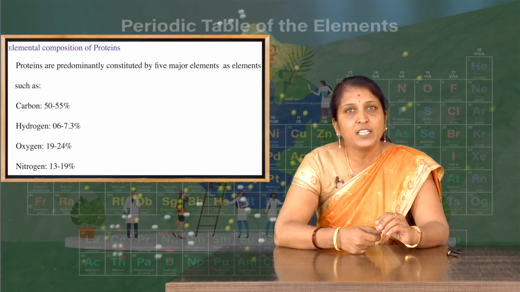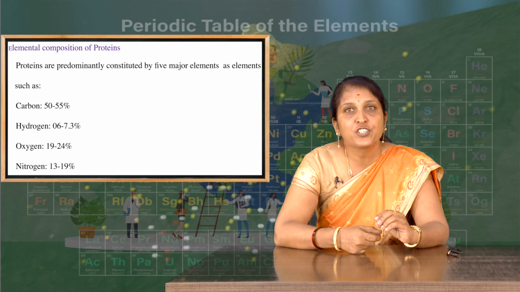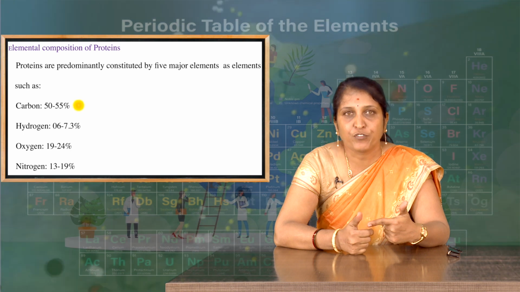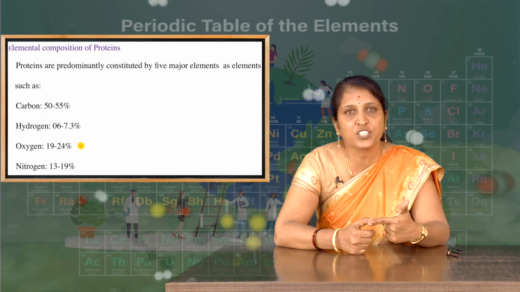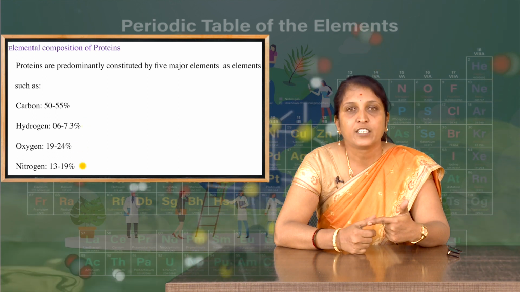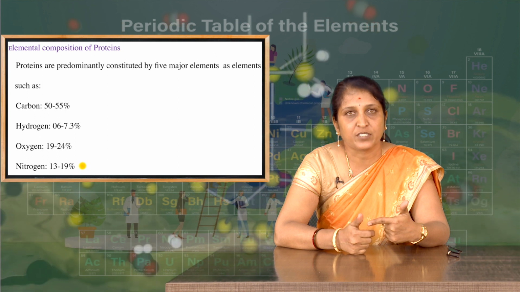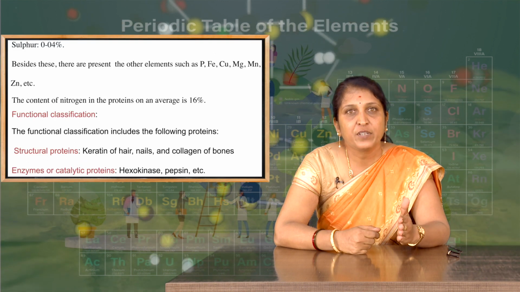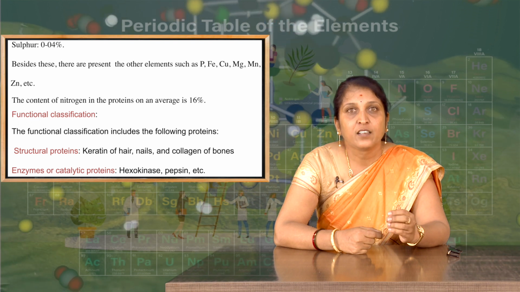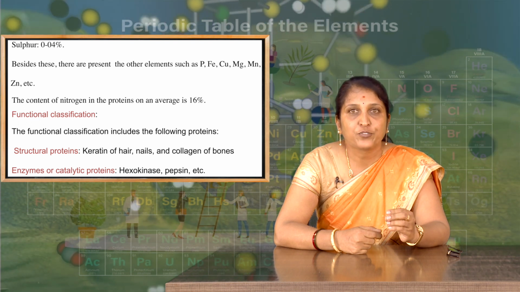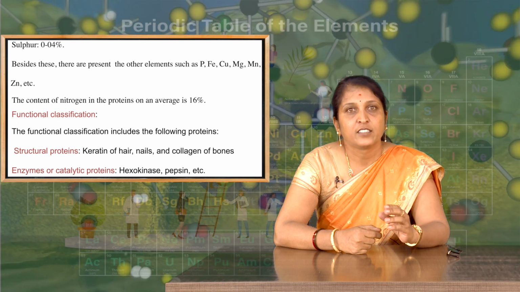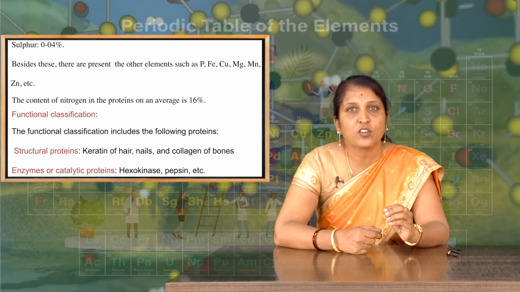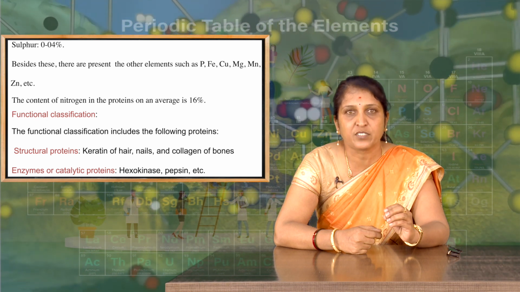Proteins are predominantly constituted by 5 major elements: carbon 50 to 55%, hydrogen 6 to 7.3%, oxygen 19 to 24%, nitrogen 13 to 19%, sulfur 4%. Besides this, there are other elements such as phosphorus, iron, copper, manganese, zinc, etc. The content of nitrogen in proteins on an average is 16%.